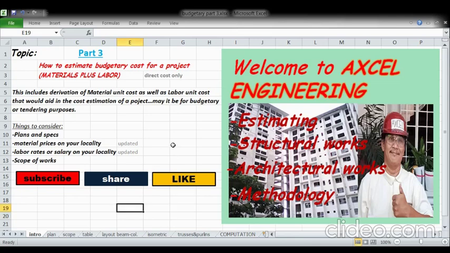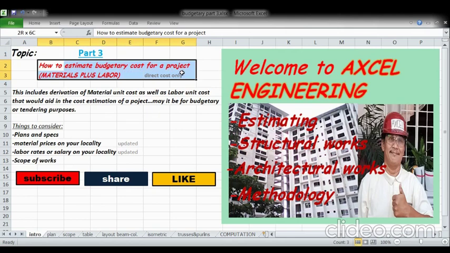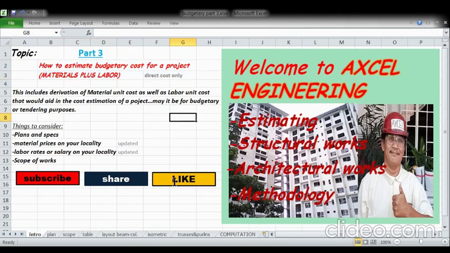Okay, welcome ulit sa Axel Engineering. Ngayon ay nasa part 3 na tayo. Part 3 ng ating topic, how to estimate budgetary cost of a project, materials plus labor.